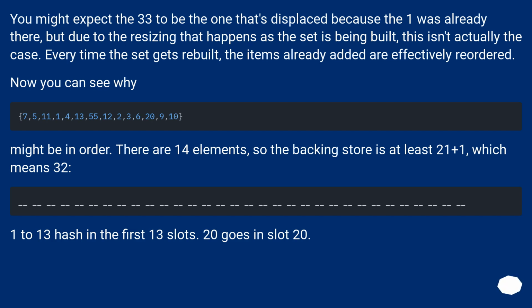Might be in order. There are 14 elements, so the backing store is at least 21 plus 1, which means 32. 1 to 13 hash in the first 13 slots. 20 goes in slot 20.